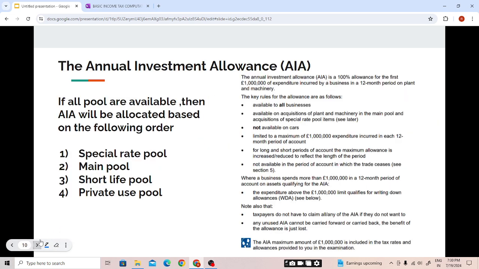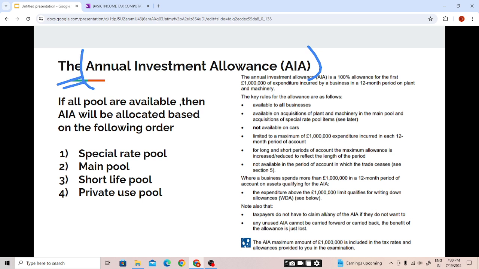Then we had seen the annual investment allowance. The annual investment allowance is provided so that businesses invest more in plant and machinery to generate more income, such that the economy of the country goes up. So this is the reason annual allowance is provided, AIA, annual investment allowances.